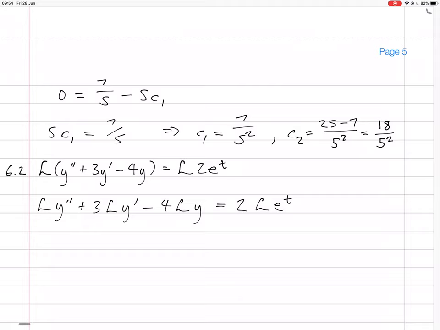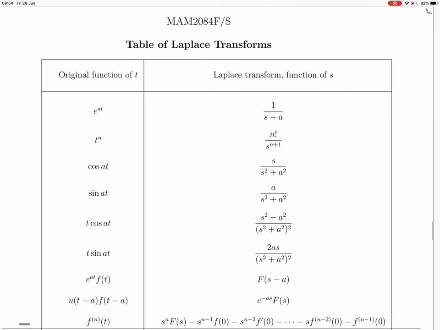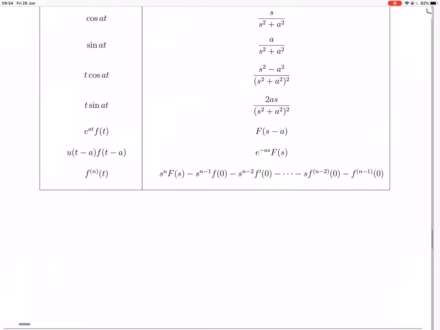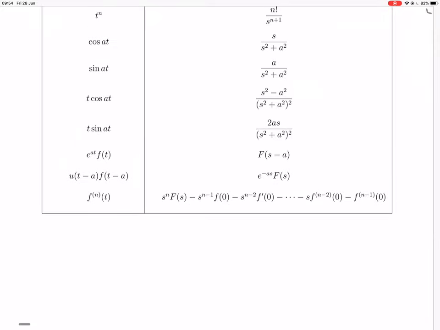Okay. So now I've got to look up on the table these things. We've got these derivatives to transform, and we've got an e to the t to transform. So e to the t, that'll just be this one. e to the t, that's like a equals 1, so it'll transform to 1 over s minus 1. The derivatives, we have a second derivative, y'', so that'll transform to n is equal to 2, so s squared Y, where big Y is the Laplace transform of little y, minus s to the 1, minus s to the 0, and that's the last term, it's this last term where there's no s's.